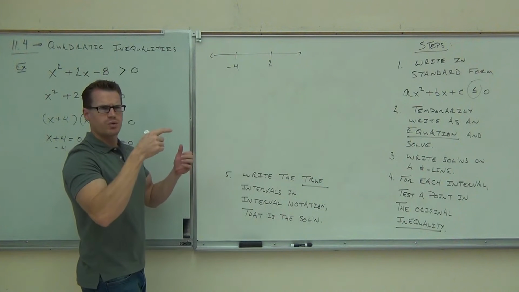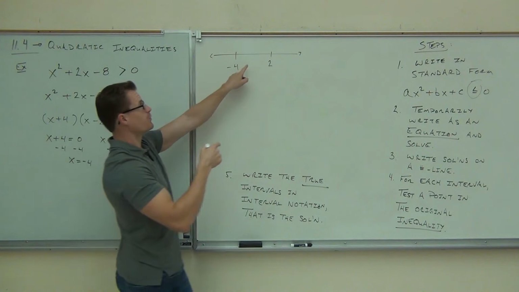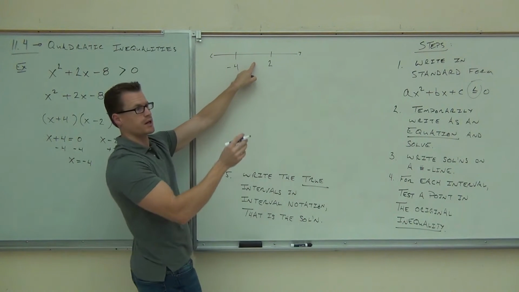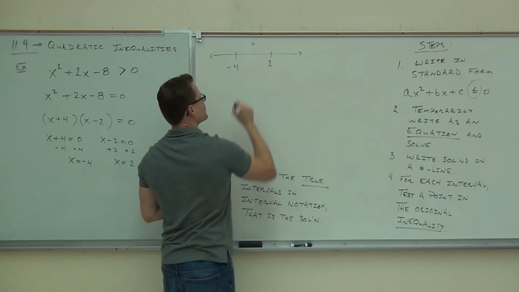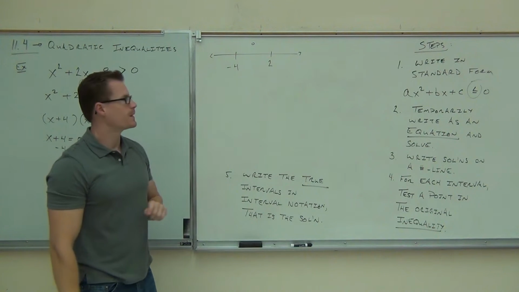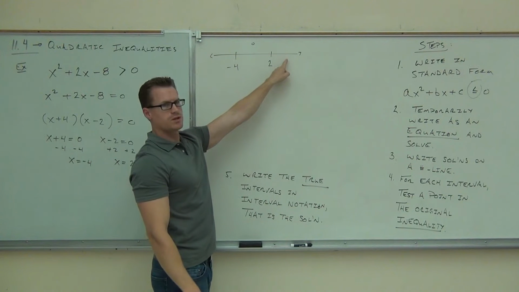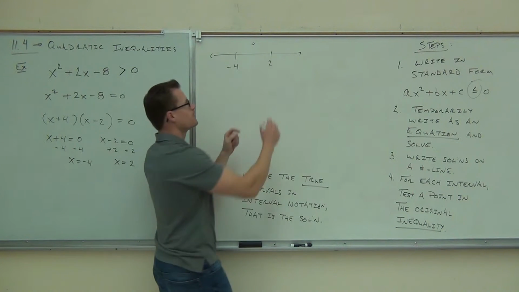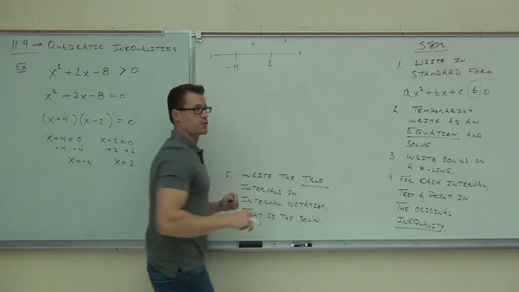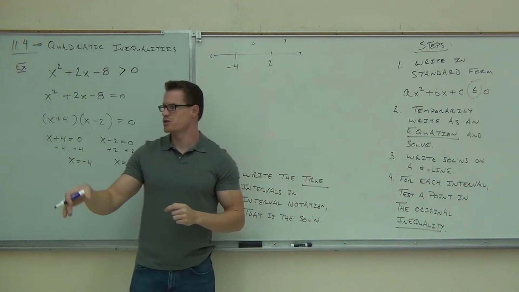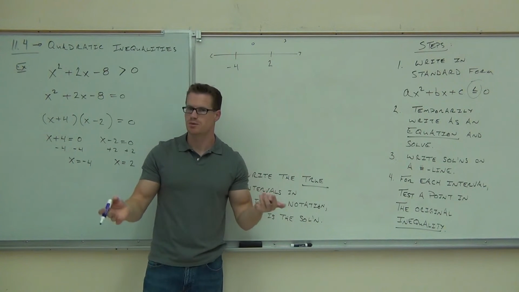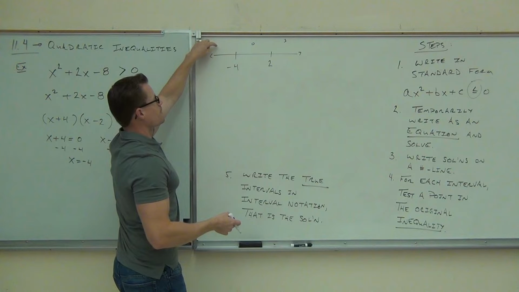By the way, again, what point are you going to check in this interval? 0. Check 0 if you can. Oh my gosh, that's so nice. Write the point you're checking up top, okay? Now, how about this one? What point are you going to check over here? 3. You can check whatever you want, 3, 4, 5. You just can't check 2, because that won't tell you anything. How about over here?